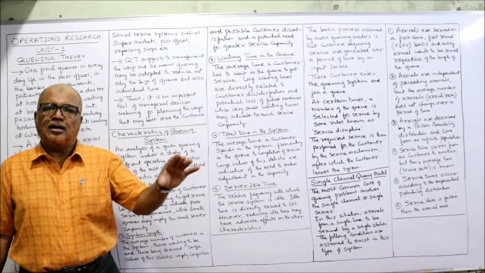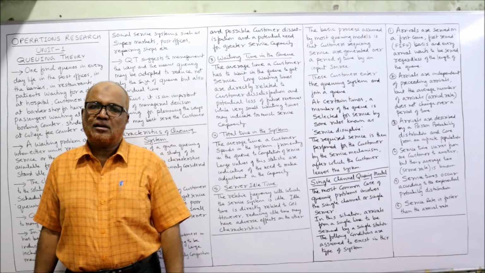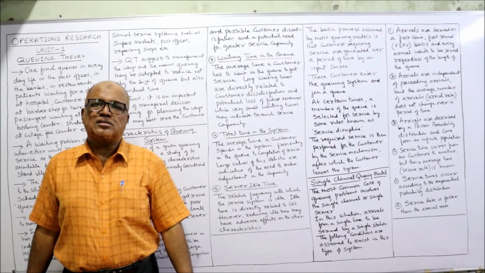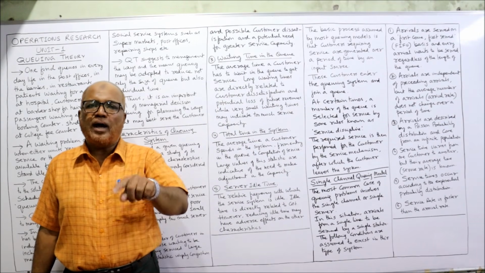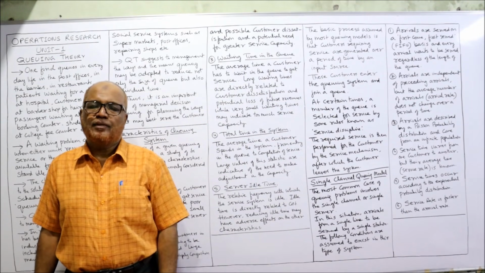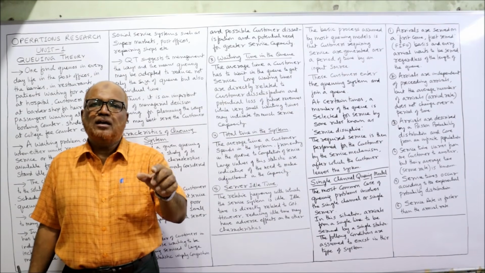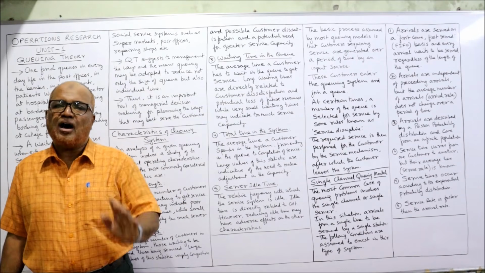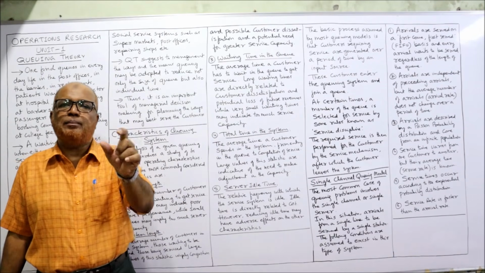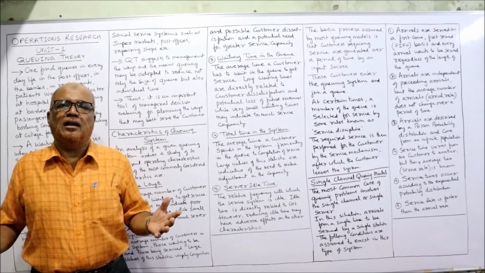Simple example, the doctor. The doctor spends 2 hours in his clinic. Out of 2 hours, suppose 30 minutes he is remaining idle. One and a half hours he is busy, all the patients are there. But half an hour he is completely idle. So out of 2 hours, half an hour he is idle. That means 25% of time the doctor is idle.